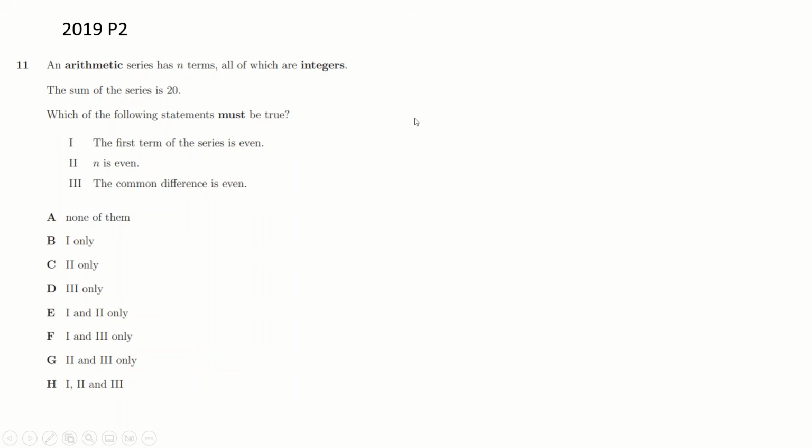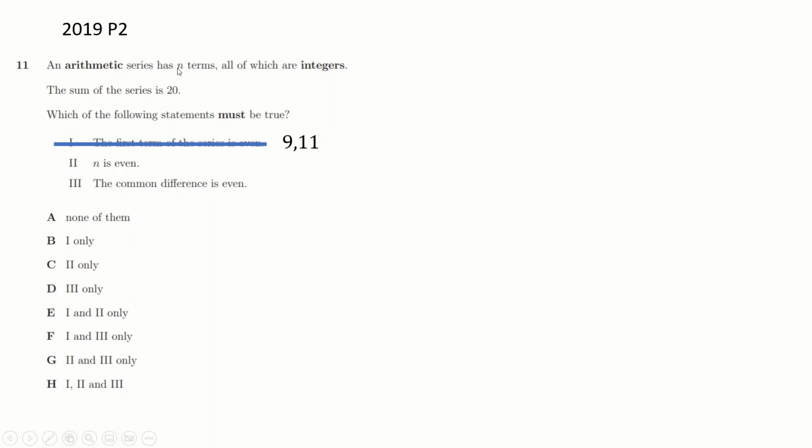Next one. Of course, you can pause the video and give each one of these a go before I do them. Here we're looking at an arithmetic sequence that has n terms, all of which are integers. The sum of the series is 20. It doesn't say how many terms or anything like that. Which of the following must be true? The first term is even. Well, just make an arithmetic sequence that starts at an odd number and make it add up to 20. Here's an example: 9, 11, which add up to 20, a difference of 2, arithmetic. Good, that doesn't have to be true because it starts with an odd.